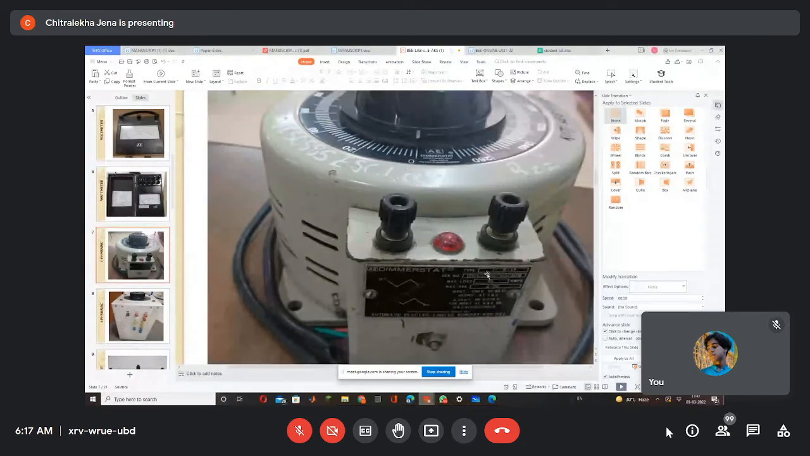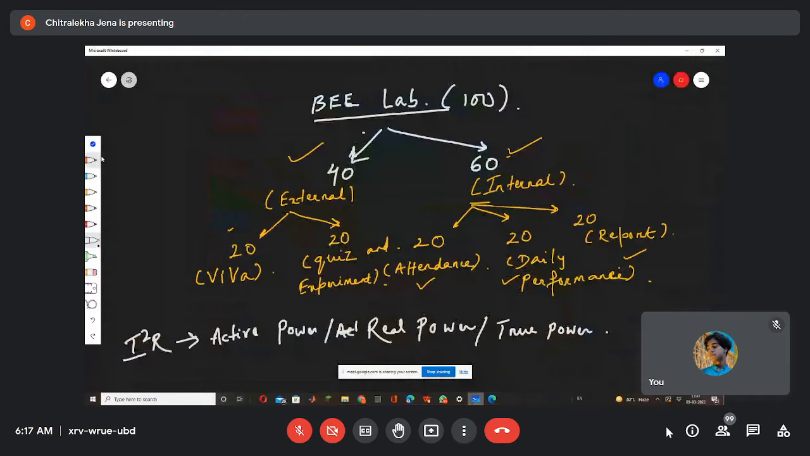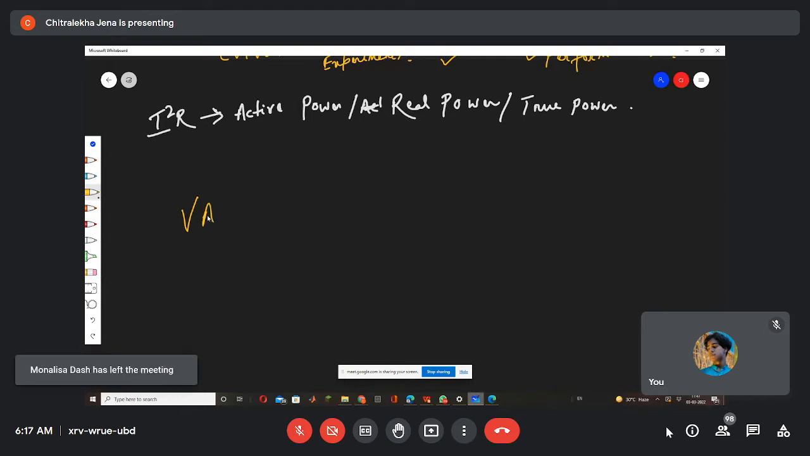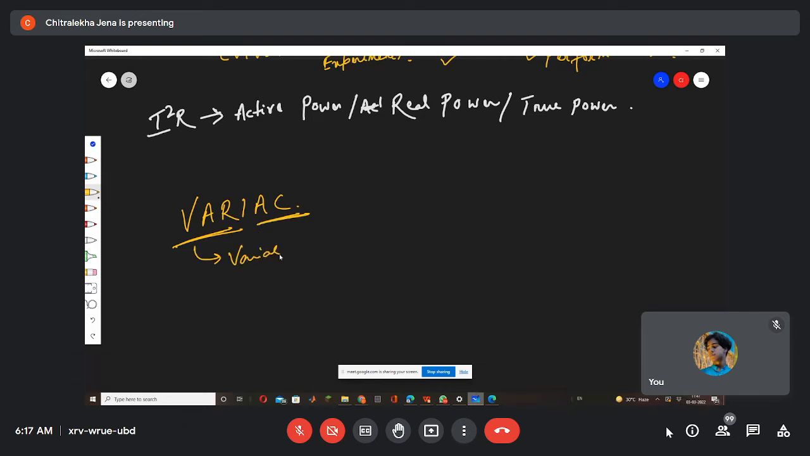This is called a variac. Remember this. All these things will be asked to you. Variac means it is used to vary AC voltage. Variac means variable AC. This stands for variable, and this is AC. We cannot use it for a DC circuit.